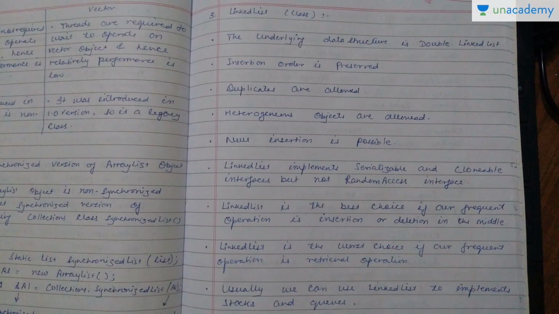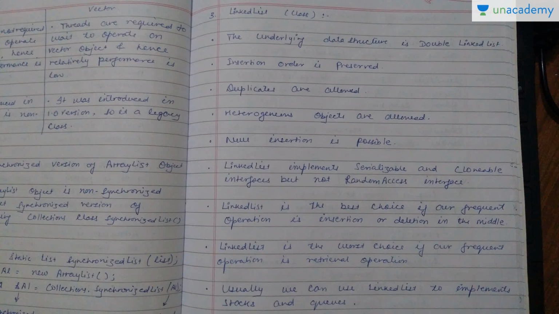Also, LinkedList implements Serializable and Cloneable interfaces, but not RandomAccess interface, because RandomAccess interface is implemented by the ArrayList class. So you might be having a question: what is actually the RandomAccess interface? RandomAccess interface is present in the java.util package. It does not contain any method, it is a marker interface, so it won't have any method.